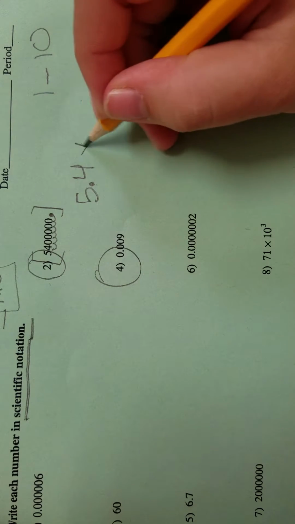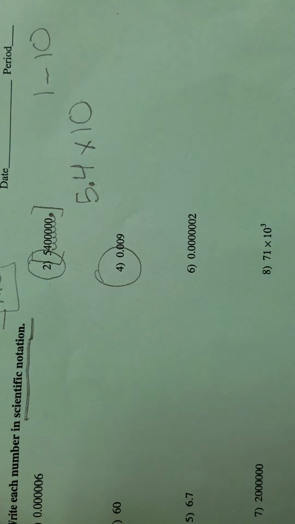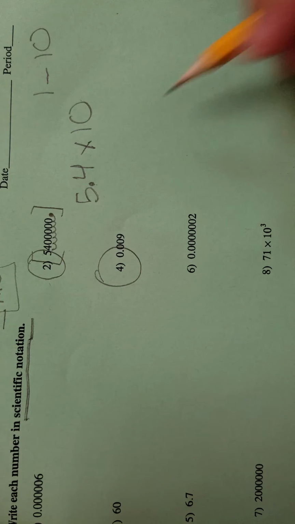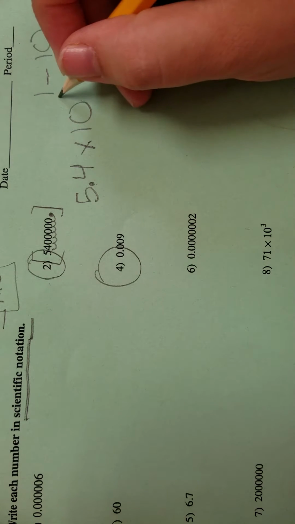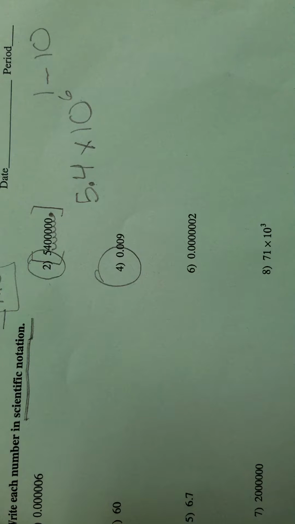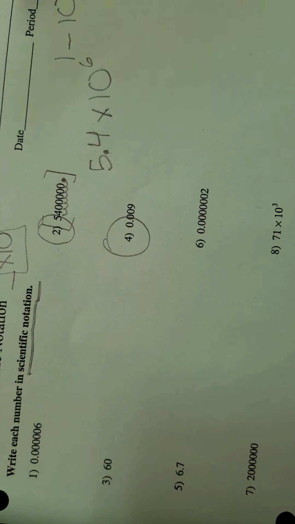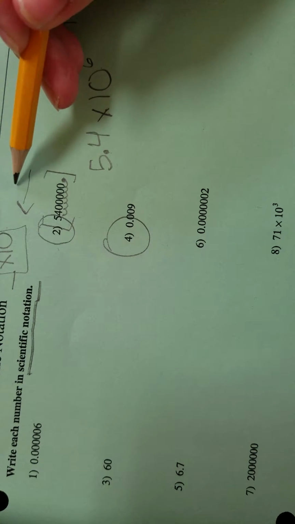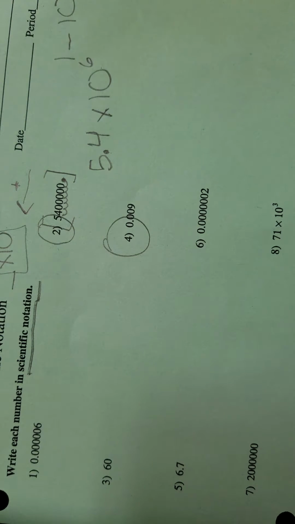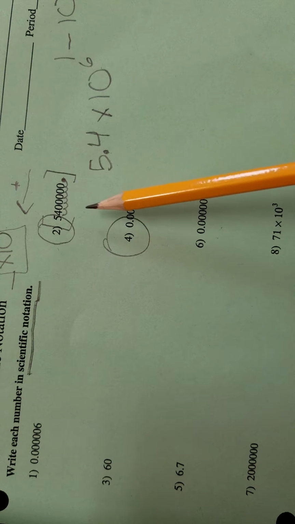Now I'm going to add my scientific notation, my times 10, and I moved it over 6 times, so that means my number would be to the 6th. Since I'm moving in this direction, it is a positive 6. One way I like to think about it is whenever I have a really small number, I'm going to have a negative. Whenever I have a really big number, I'm going to have a positive.